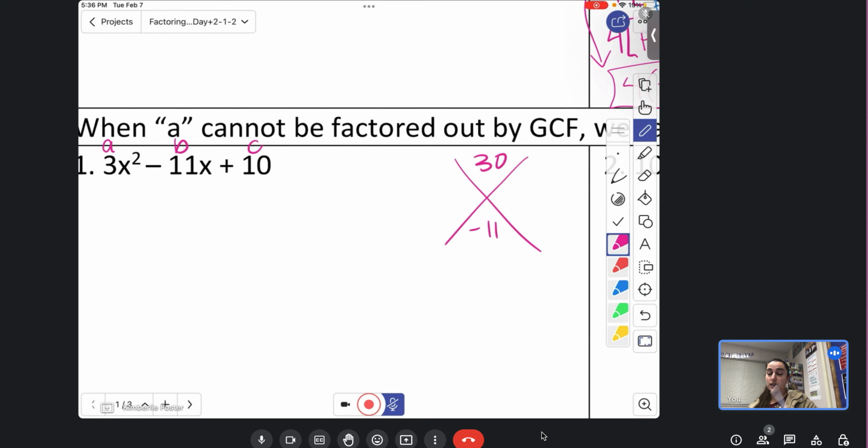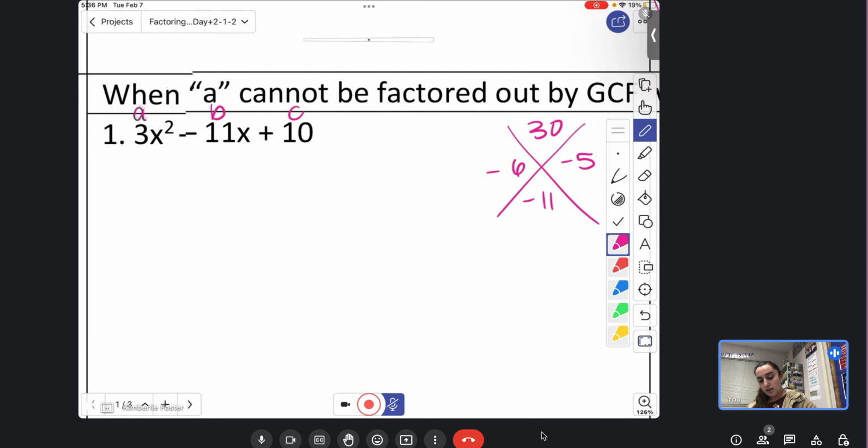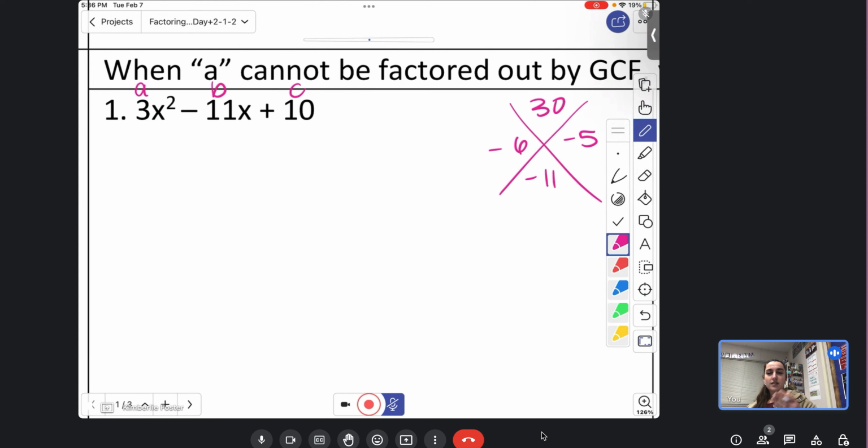We did this on Tuesday. We had 30 and negative 11. So if you remember, we used -6 and -5. Okay, that will multiply to +30 and add up to -11. From here, it's the same process, all right? Now we just have this number in the front, so let's see what we're going to do with that.